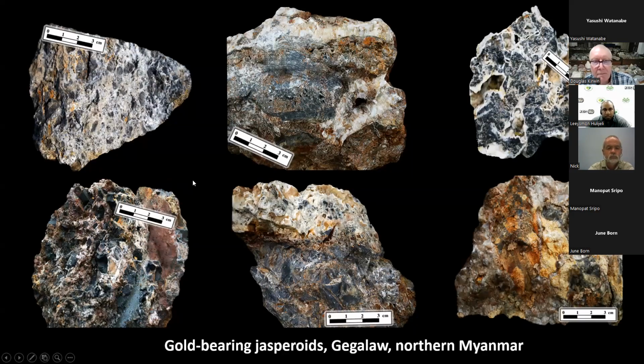Some of the mineralized samples from Gegalor, we can see that there's a lot of jasperoid development, and much of which is brecciated. So this is what is carrying the gold at Gegalor. And once again, if it's not oxidized, it's associated with very, very fine-grained pyrite. So obviously the artisanal miners are going for the oxide material where they can physically extract some of the gold.